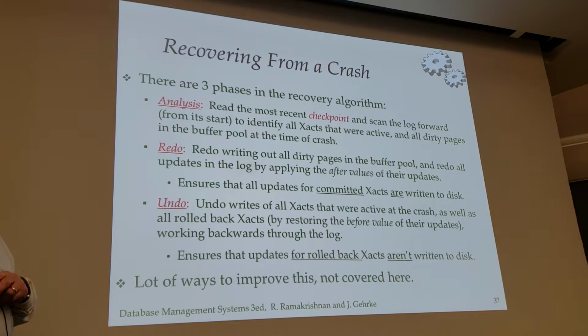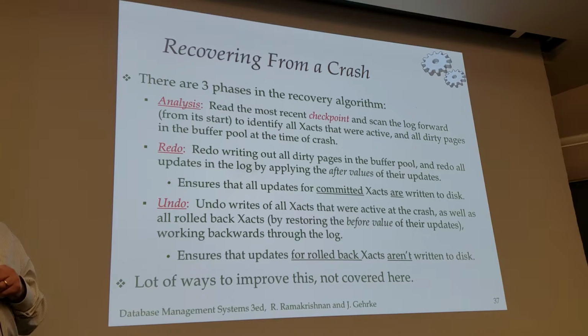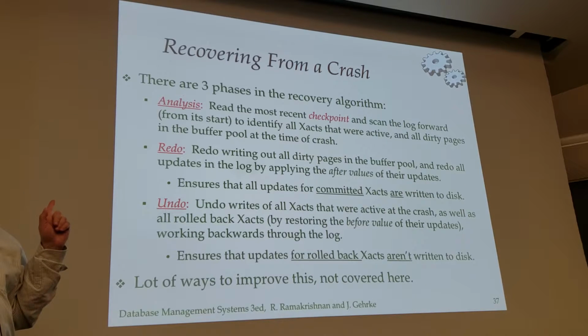But what you're going to do is redo, writing everything that's dirty, some of which is going to stay around and some of which isn't. So you're going to put in all their after values. You've put in the values both for the transactions that committed and also for the transactions that rolled back after the start of the checkpoint and for the transactions that were active at the time of the checkpoint. So you've done too much. There are clever ways of avoiding some of that. But everything that you wanted committed has now been committed by doing the redo.